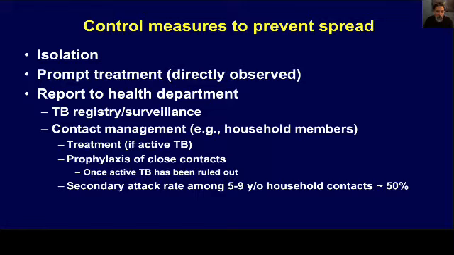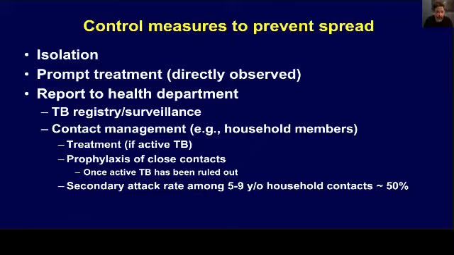And of course, because it's a public health threat, there's the potential for spread to others, and the need for contact tracing and case investigation. It has to be reported to the health department, where there's a TB registry, and the health department can facilitate contact management, including treatment. People identified to have active TB will undergo treatment for TB, and those who are close contacts, once it's been ruled out that they have TB, can undergo TB treatment or prophylaxis for TB.